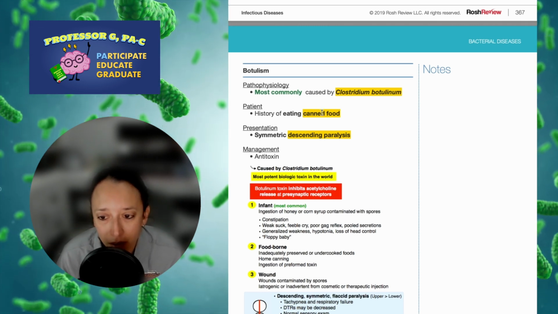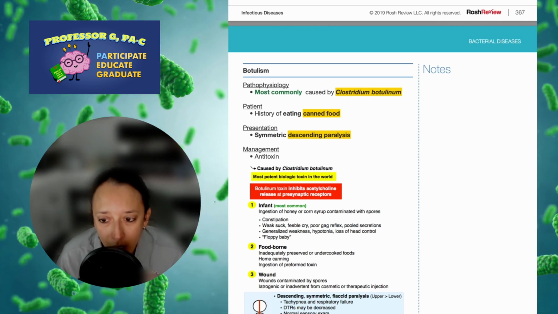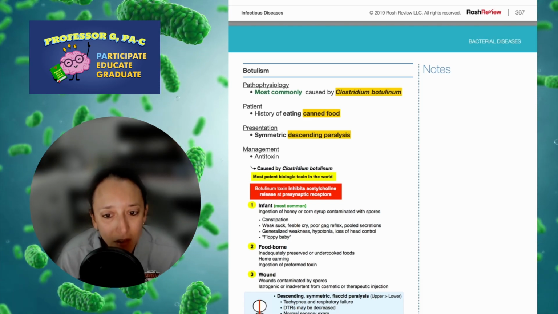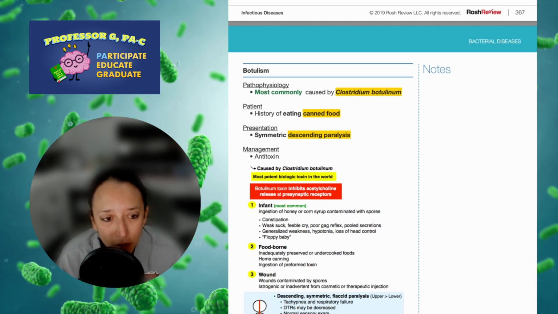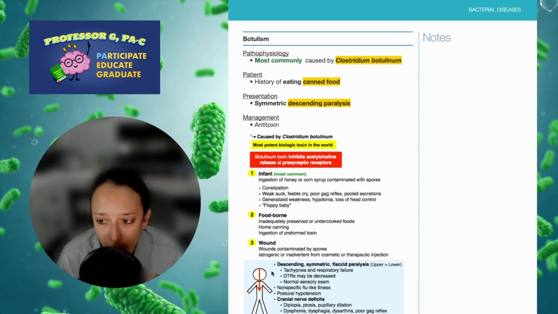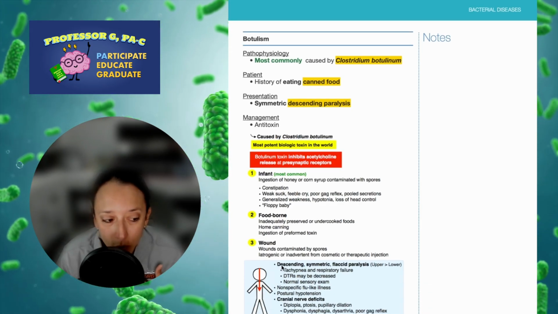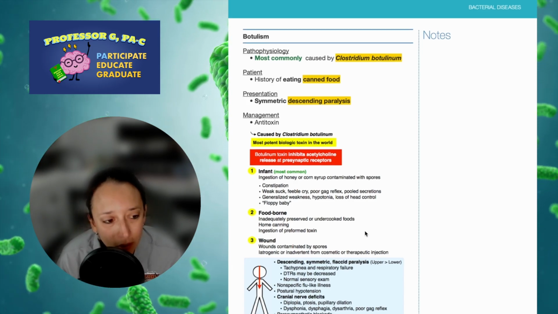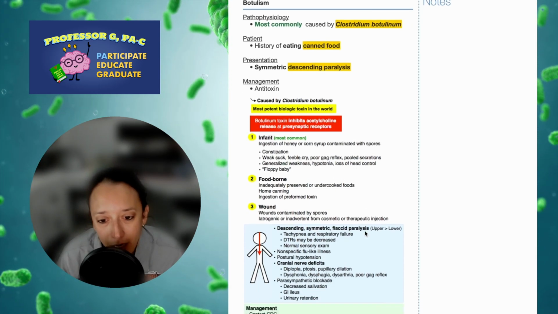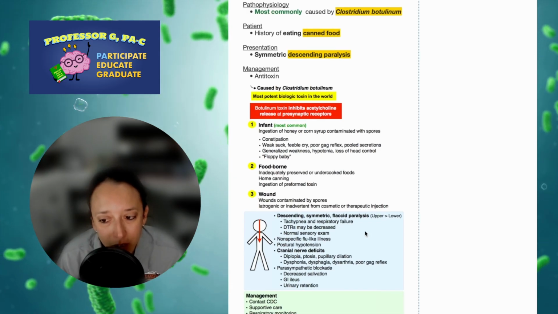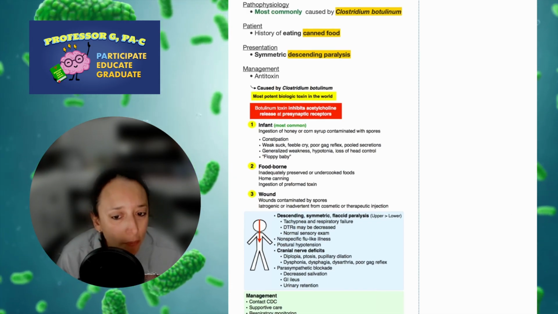Canned food is a big thing in the vignettes that we're looking for. Patients are going to develop blurred vision, ptosis, dysarthria, dysphagia, and a progressive descending symmetric paralysis towards the respiratory muscles. On physical exam, we're looking for symmetric descending paralysis with preserved sensation. Diagnosis is mainly clinical, but we do stool and serum toxin assays for confirmation.